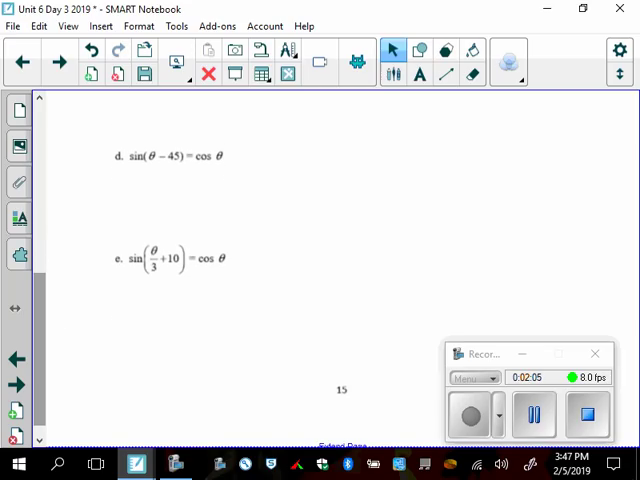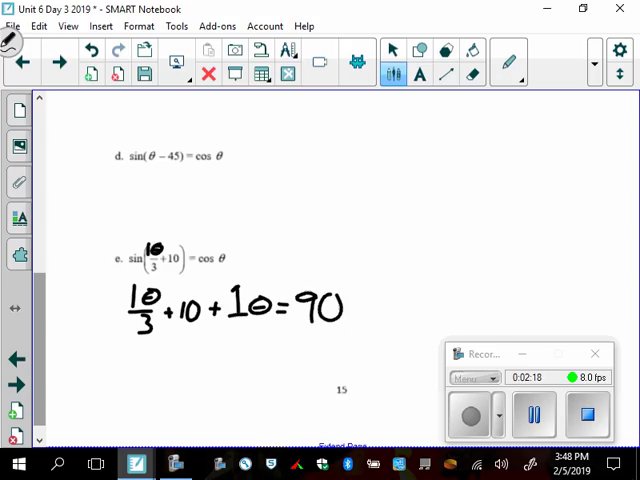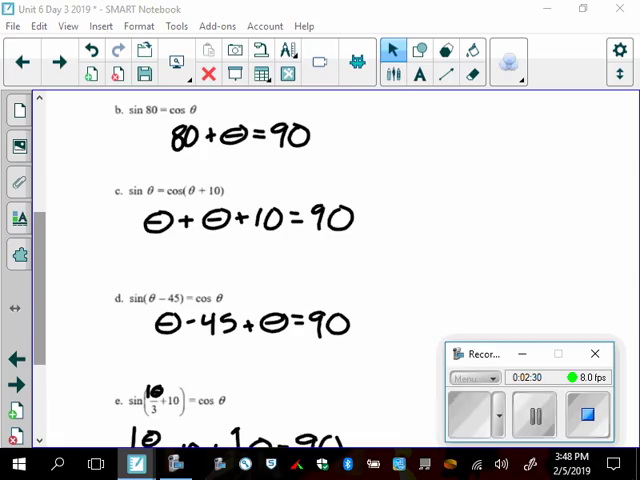And I'd like you to notice this last one, you could think of this as 1/3 theta plus 10, and then you're adding it to another 1 theta. I would use my calculator and I would add 1/3 and 1 to find the coefficient in front of the theta. But I want you to pause it, rip right through this, see if you can figure out what those angles are.